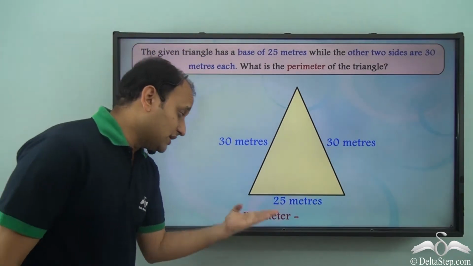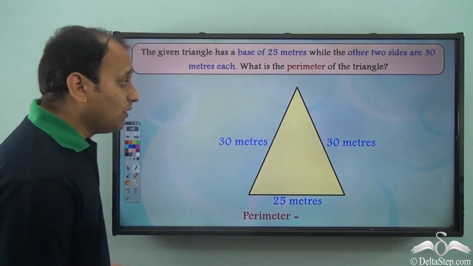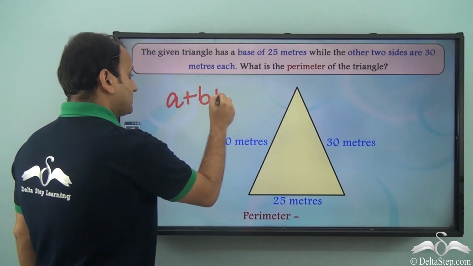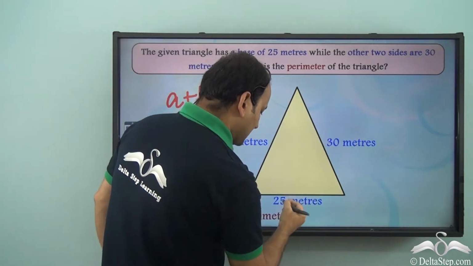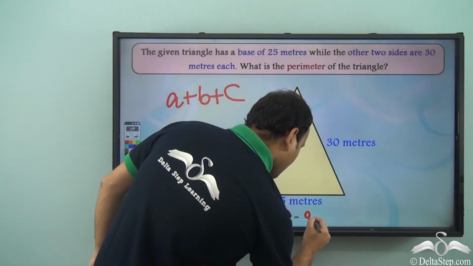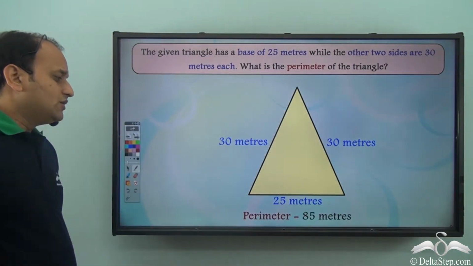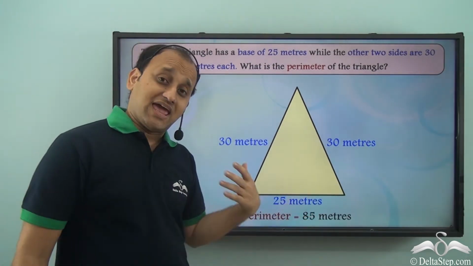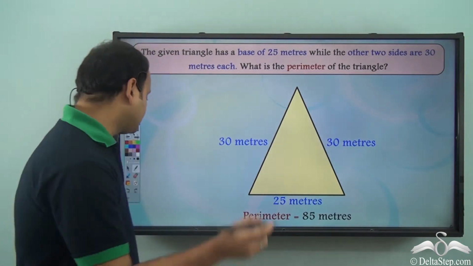Now we need to calculate the perimeter of this triangle. So what will be the perimeter of this triangle? We know perimeter of a triangle is A plus B plus C. So it will be 30 plus 30 plus 25. So it will be 85 meters. So the perimeter of this triangle is 85 meters, and we calculated it by the formula A plus B plus C.